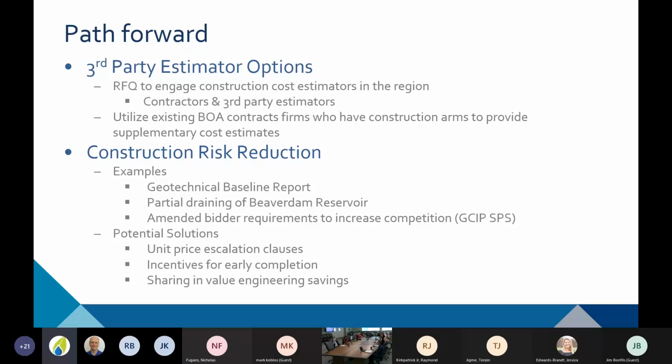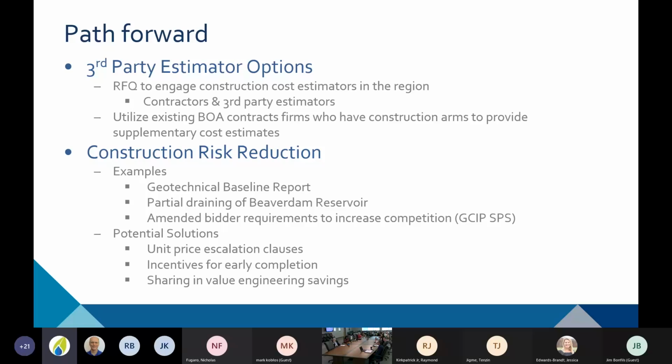And so we can look at utilizing one of those firms to help us do some estimates in the interim as we're trying to sort through this particular issue. The other thing that we are looking at is how we can do some risk reduction related to the construction. And I have a couple examples of things that we have done recently or will be doing recently.